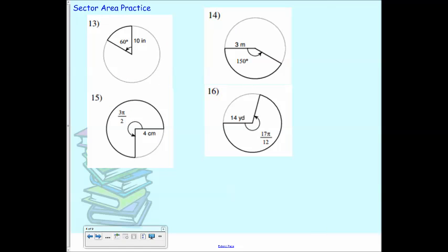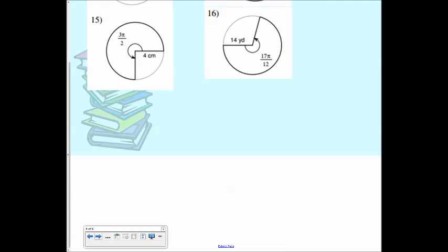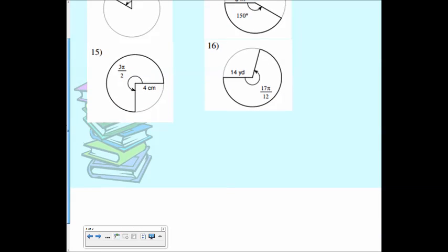Okay, let's do 15 together, because then you guys can do 16. So what's different about 15? It has pi where? What's our radius? 4. So that means I'm still going to do pi times 4 squared. But what's my fraction going to be? It's always out of what? 360. What's the numerator?